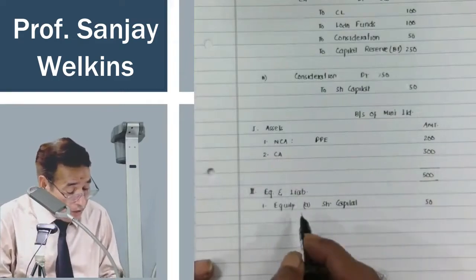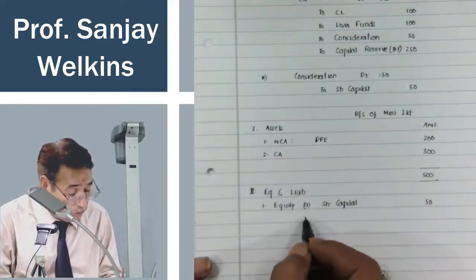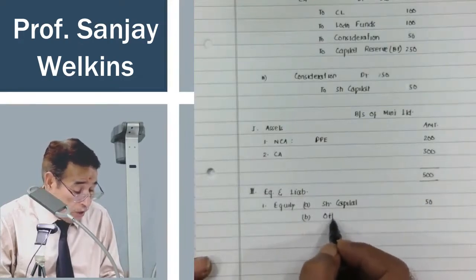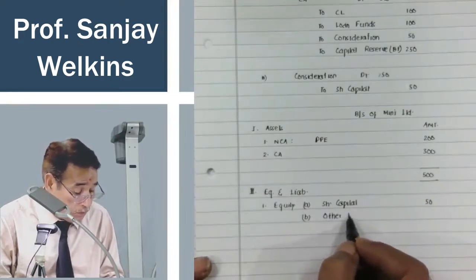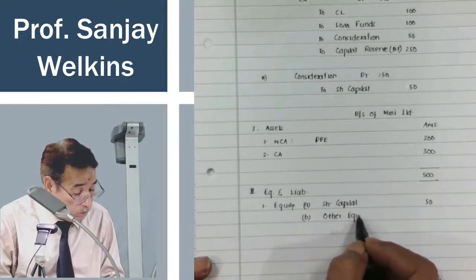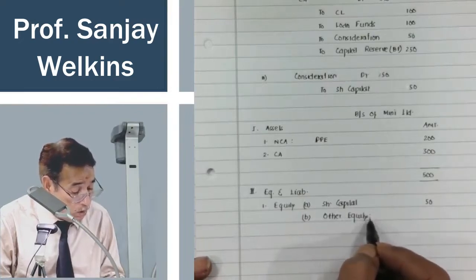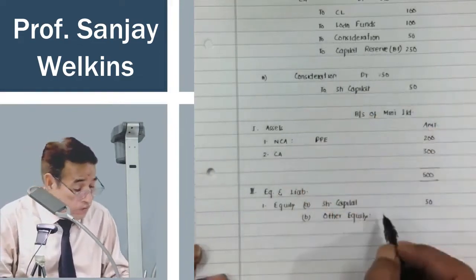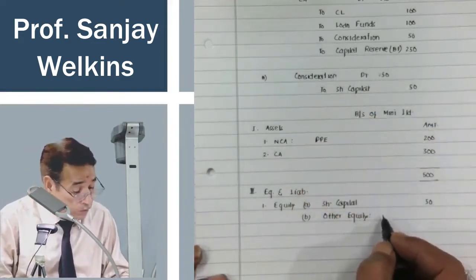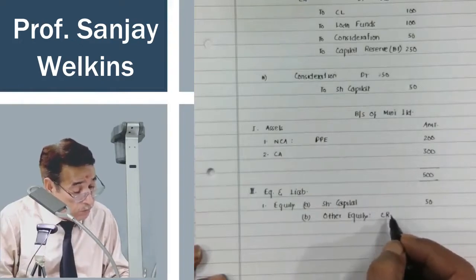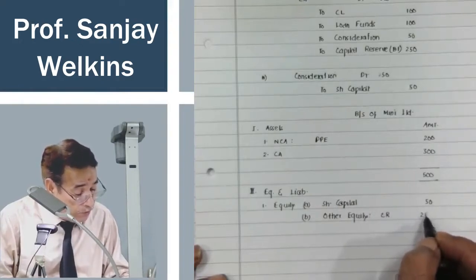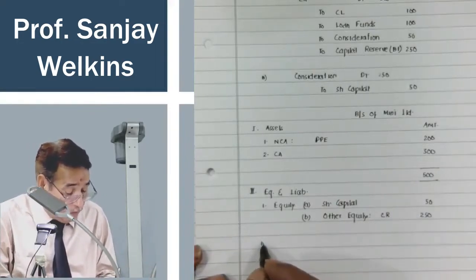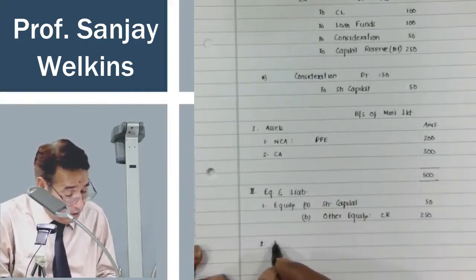Then we will write other equity. As far as other equity is concerned, there is no previous equity and capital reserve is showing a credit balance of 250. So I will write here 250. Then second, liabilities.